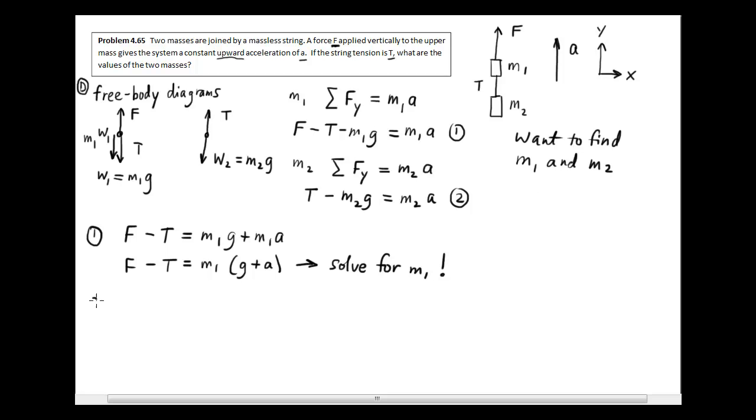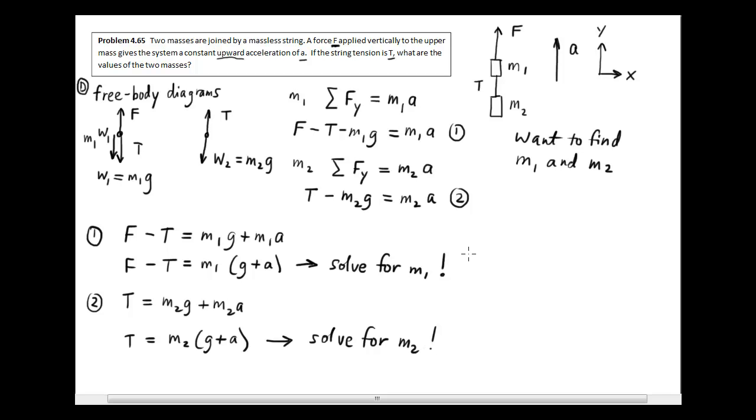From equation 2, we write that down again. We see that in equation 2, the same kind of situation prevails. m2 is the only unknown. So I can add m2g to both sides and get T equals m2g plus m2a, or T equals m2 times g plus a. And from this equation, I can solve for m2. It's just a matter of simple algebra to do that. And so that really should solve the problem.